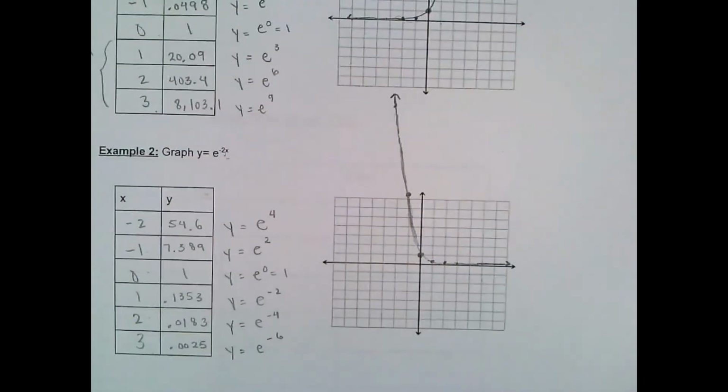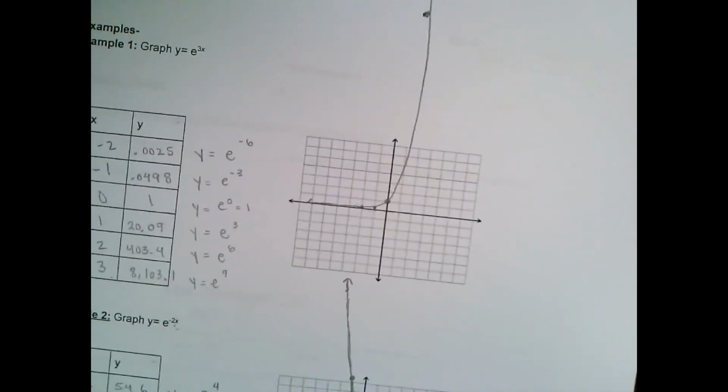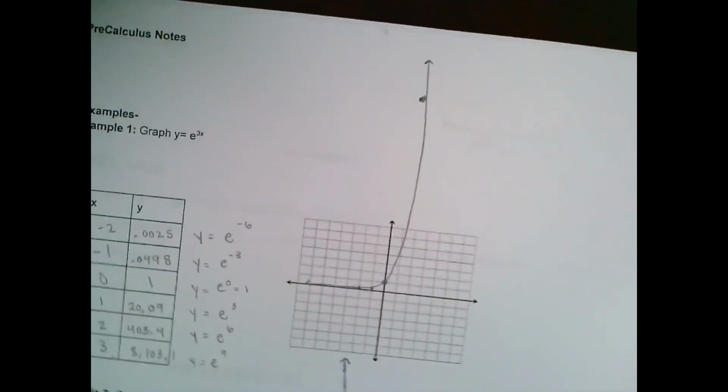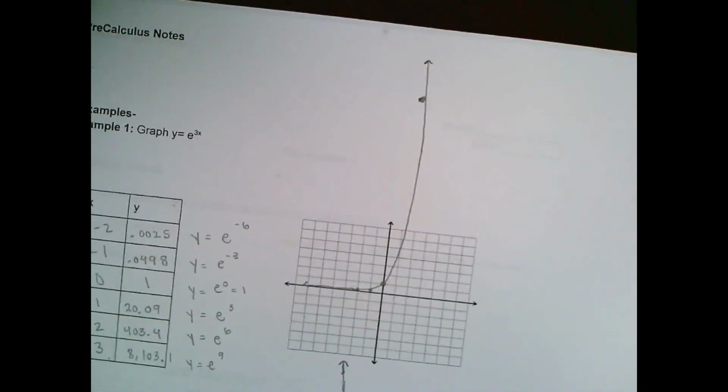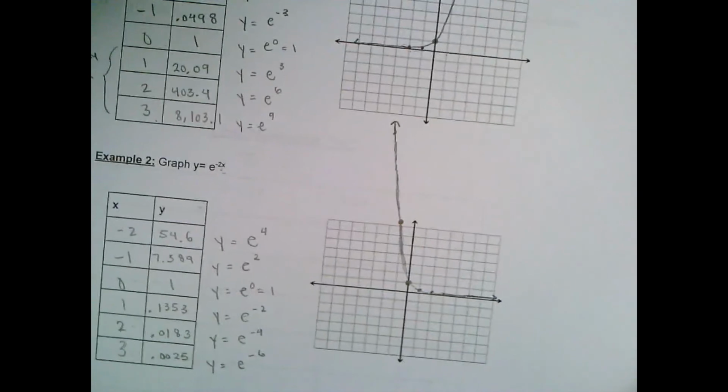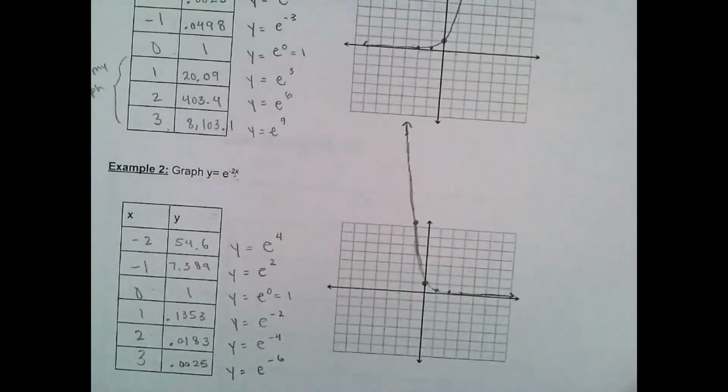There we go. So take a look at the difference between these. They kind of switched, right? They switched directions. Basically, if you look at example 1, it's drastically increasing very quickly. And if you look at the graph of example 2, it's drastically decreasing very quickly. So that's the difference between these two graphs. And that's using the base e. Again, e shows up in a lot of places in the math world. Hopefully we get to talk a little more about these.